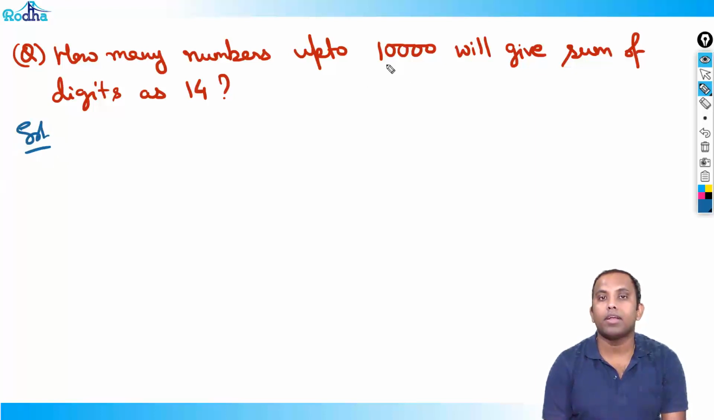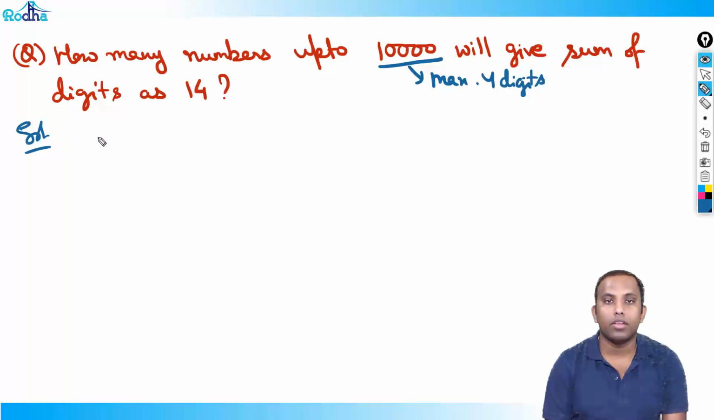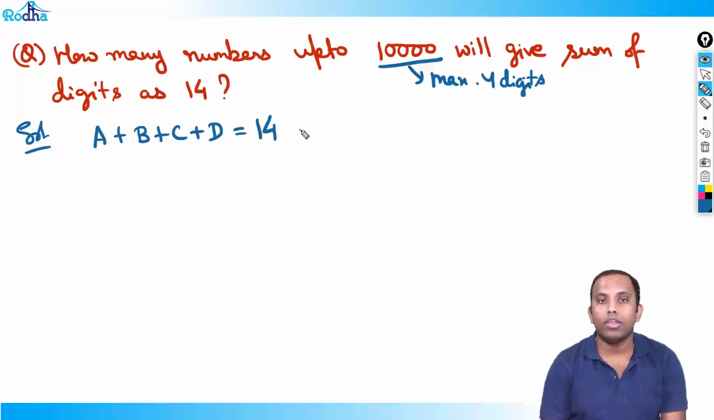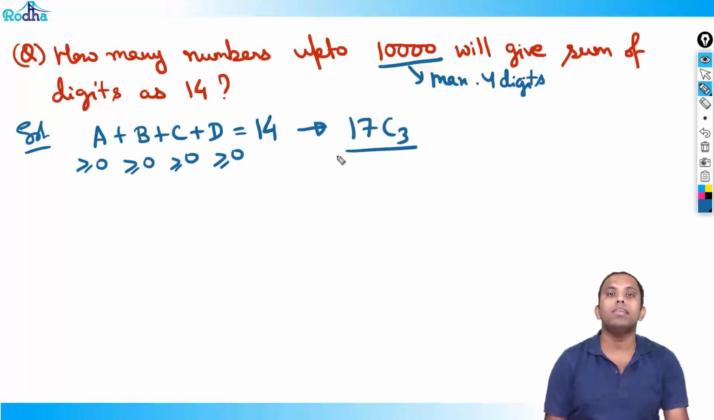Now, if I apply the same thing, up to 10,000 means a maximum of 4 digits, that is 4 times 9. So now A plus B plus C plus D is equal to 14. If I write the total number of integral solutions, A can be greater than or equal to 0, B can be greater than or equal to 0, C also, D also, right? So 14 plus 3, 17C3. So 17C3 is the total number of solutions.